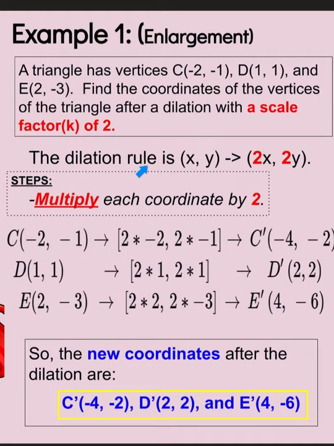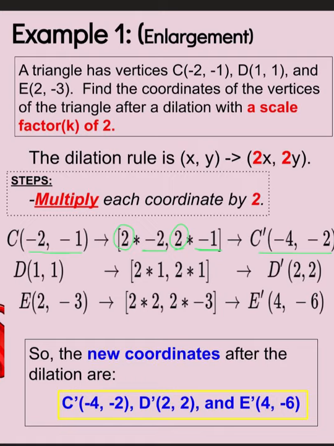So here we have the dilation rule. (x, y) goes to (2x, 2y), or 2 times x and 2 times y. So notice we're multiplying the scale factor of 2 to the x coordinate and the scale factor of 2 to the y coordinate. Your step says multiply each coordinate by 2. You can see right here C is (-2, -1). Multiply the scale factor by the x coordinate of -2, then the scale factor by the y coordinate of -1. Once you do that, you get your new coordinates for C prime.